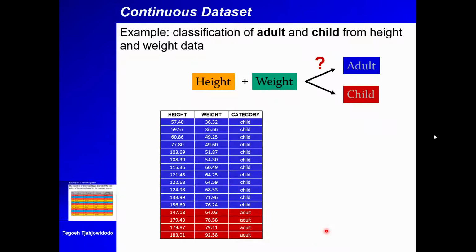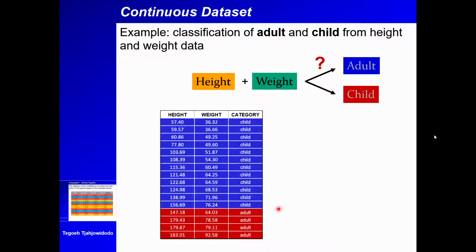Perhaps the easiest way to illustrate what I mean by a continuous dataset for a naive Bayes problem is by looking at this example. Here I have 16 training samples, which are a collection of data of height and weight of 16 different persons with two different categories. The categories are child and adult. Out of these 16 samples, I have 4 adults and 12 children.